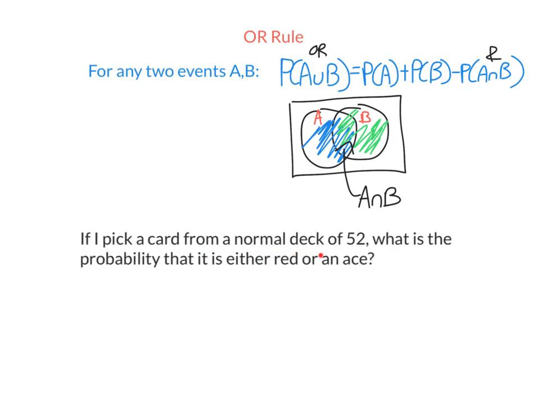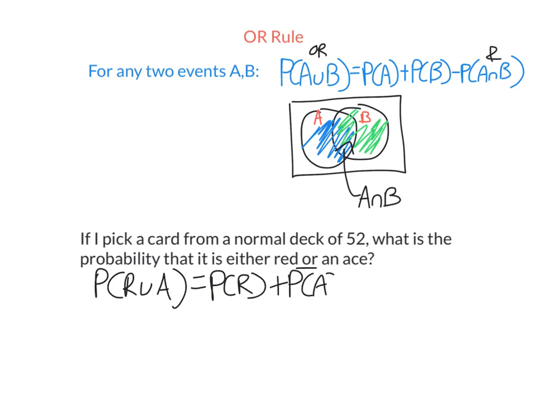So let's try this question here. I pick a card from a normal deck of 52. What's the probability that it is either red or an ace? So I'm going to use this formula here because we're talking about OR. Probability of red or ace. So to do this, I'm going to take the probability that it's red, the probability it's ace, and add them together. And then I'm going to subtract the probability that it is both.